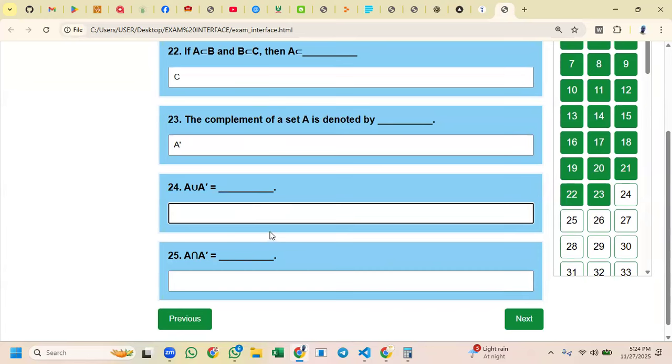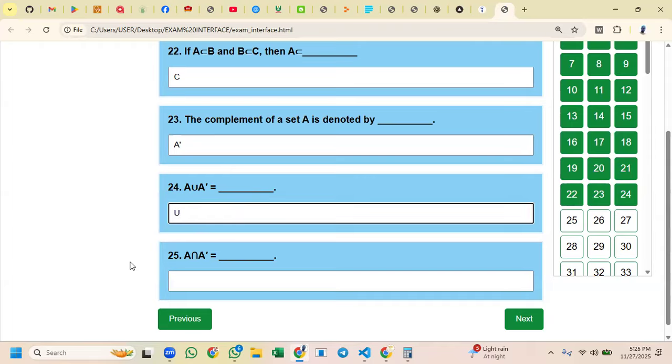A union A complement will actually give us the universal set U. You know what that means? A is on its own, and A complement is what is in the universal set that is not in A. Now add A plus A complement, which means A plus what is in the universal set that is not in A will actually give us the universal set. It's just more logic. This is the second version of it.